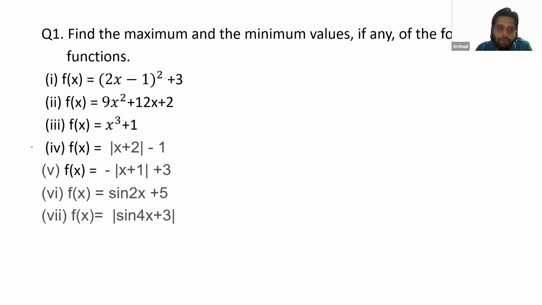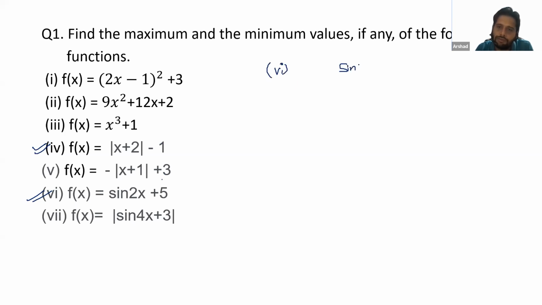For example, first of all, we will do this fourth one, mod x plus 2 minus 1. First of all, everyone, please tell me. Yes, Abdur, these can be done by the second order derivative also. But these questions were given in the starting of the chapter, so we will do it in the same way. First we will do the 6th question. In the 6th one, we have sine 2x plus 5. So how will we do this directly?